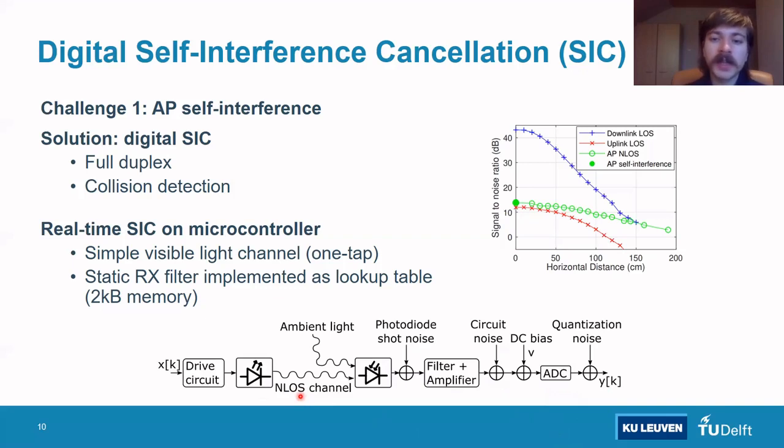The computation of the static part of the impulse response is then implemented using a lookup table, which is very fast and only requires 2 kilobytes of memory, and the dynamic one-tap path loss only requires one multiplication. So, in conclusion, thanks to the unique properties of the visible light channel, which is that it can be modeled as a simple one-tap path loss, and the fact that the receiver circuit can be modeled as a static lookup table, the self-interference cancellation can be performed in real time on a low-cost microcontroller.